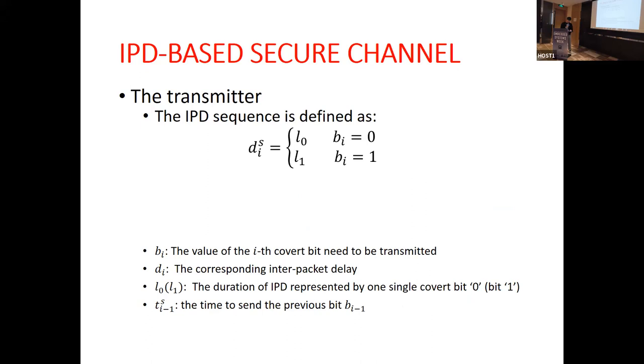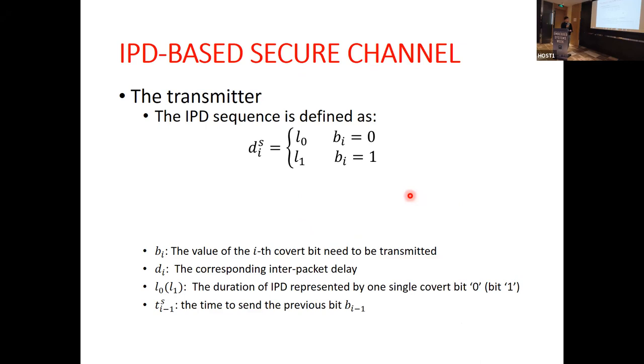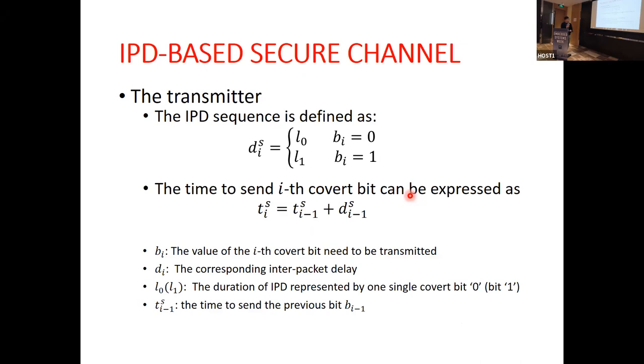Oh, yes. For the transmitter, it generates the IPD check sequence according to the value of base 3, and the given durations are shown as L0 and L1. Next, to show the formula corresponding to bit 0 and bit 1, respectively. Then the transmitter sets the sending time of packets based on the calculated IPD sequence.